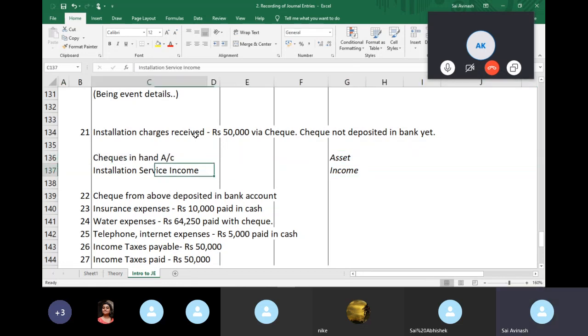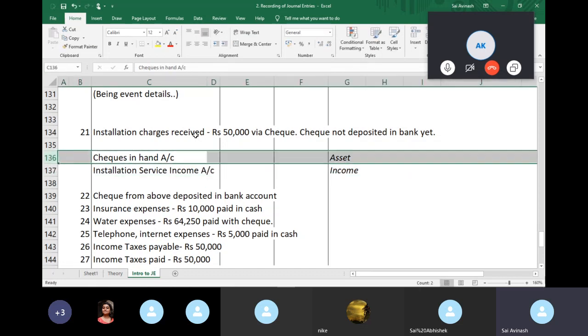So you can actually ask a question: why do I have to waste my time creating an account called checks in hand? I'm anyway going to deposit in the bank. Why not just go ahead and debit the bank account?